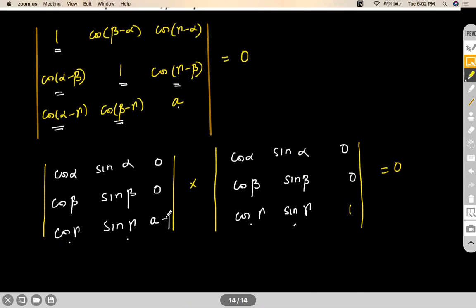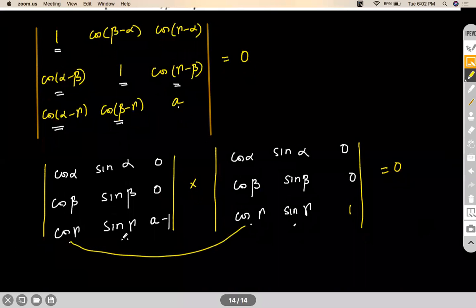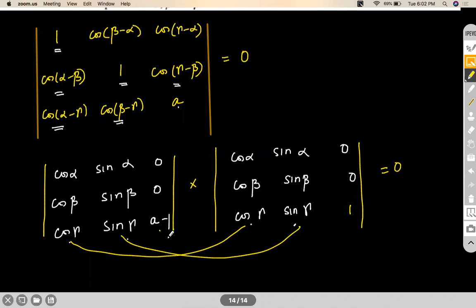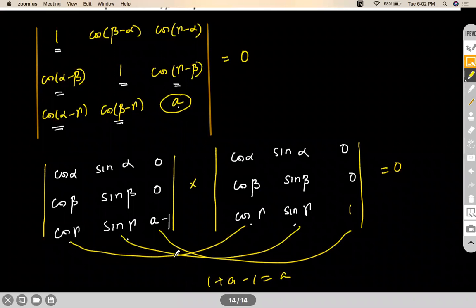Why A minus 1? That is clear, right? Because this will give you cos square plus sin square, which is 1 itself, and this will give you A minus 1. So 1 plus A minus 1 will only give you an A, right? That's why A minus 1 over here. Okay.